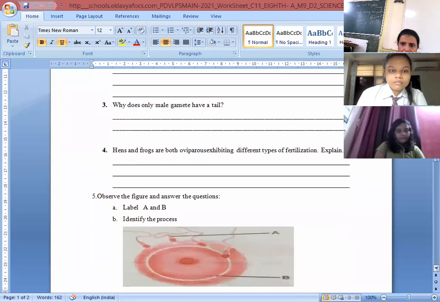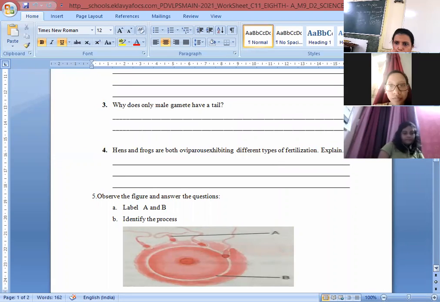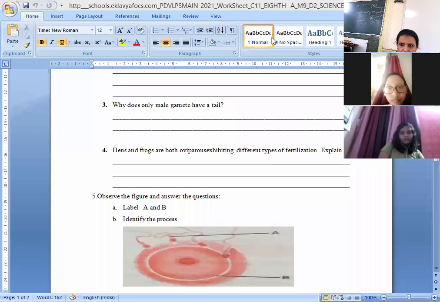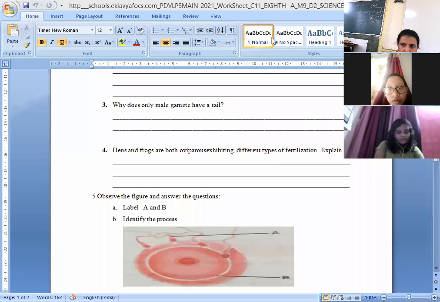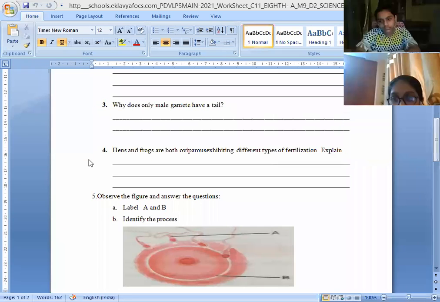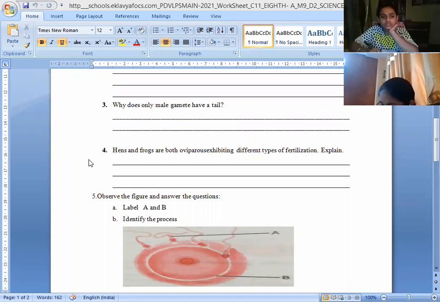Next is, hens and frogs are both oviparous, exhibiting different types of fertilization. What can be the reason for it? Yes, Chaitanya Singla. Ma'am, because the hen gives one egg at a time and the frog gives hundreds of eggs at a time. Okay, this can also be the reason.